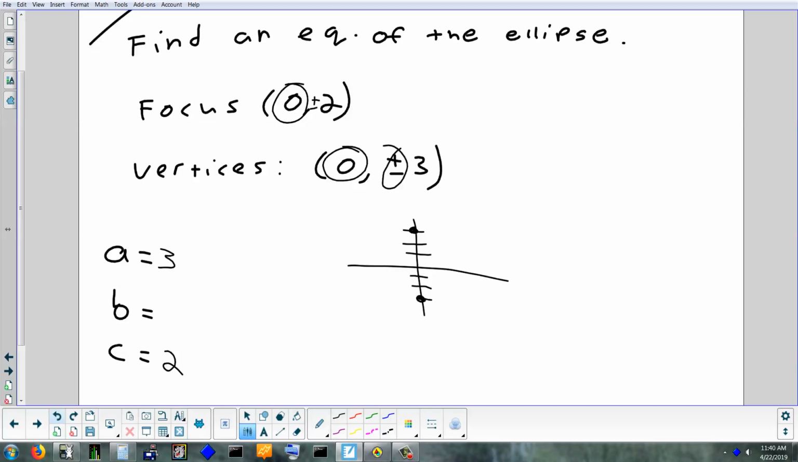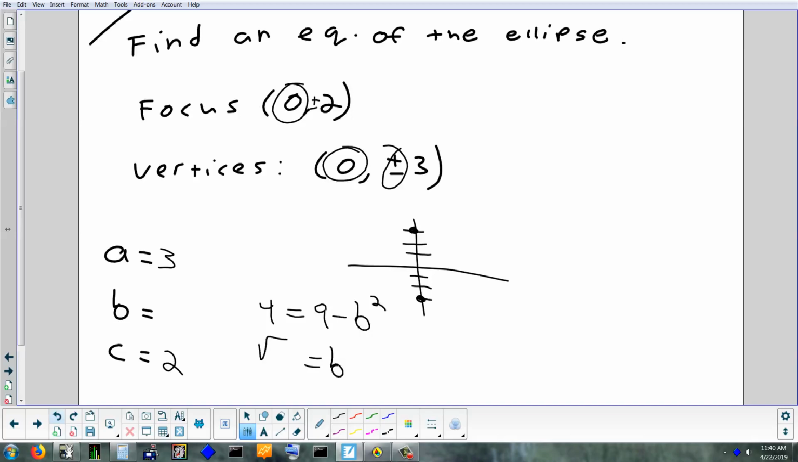Put it into equations. C squared equals a squared minus b squared. Usually these are nice numbers, so most of the time you can pretty much do it in your head. C squared equals a squared minus b squared.